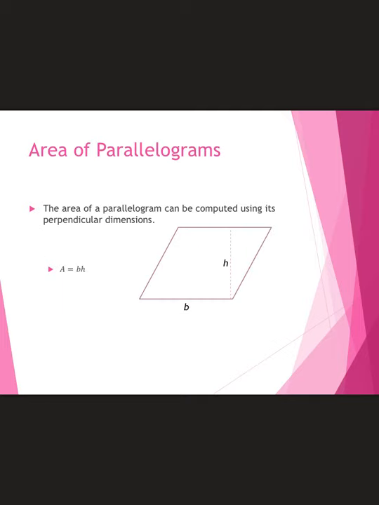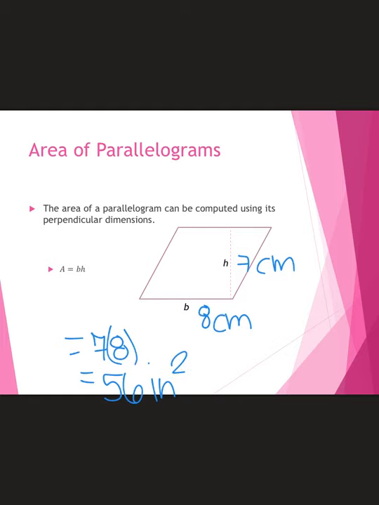The area of a parallelogram can be computed using its perpendicular dimensions. Think about if you sat this parallelogram up, it would then look like a rectangle, so then you would just be doing base times height. So that's exactly how this formula came about. So base times height. Now let's say that my base is 8 centimeters and my height is 7 centimeters. Then to do the area, you're just going to do 8 times 7 and get 56. And again, this is square units, so it's going to be 56 square centimeters.